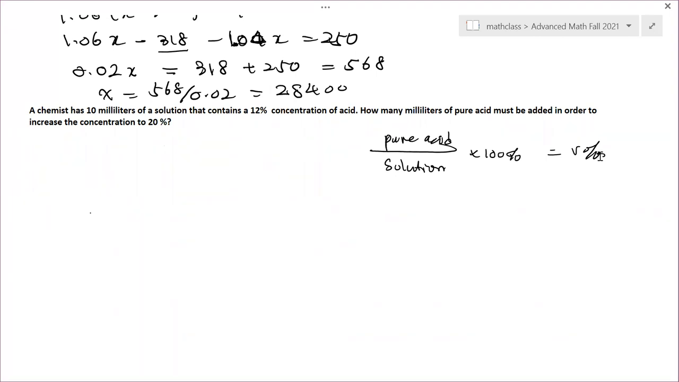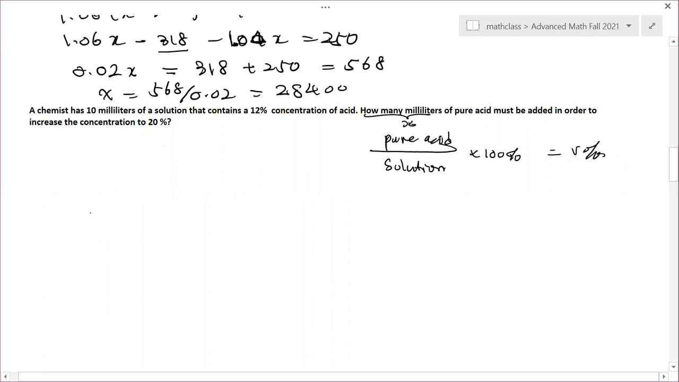We don't know how many milliliters of pure acid should be added, so we call it X. I said to name the variable for the unknown in the question. The next step is how to set up the equation.